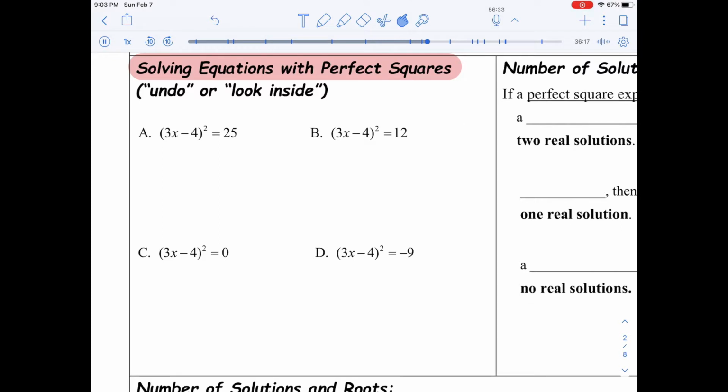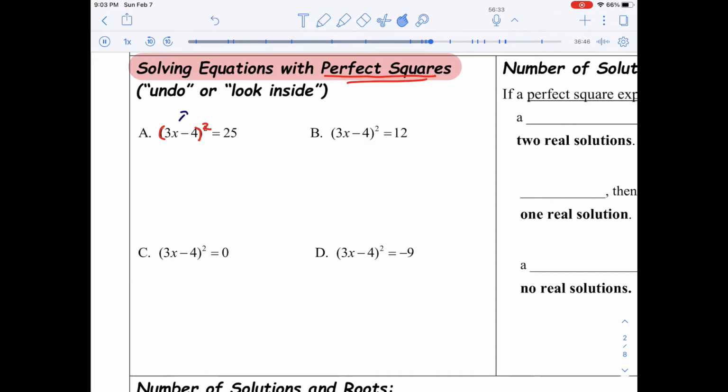First off, when I say equations with perfect squares, what I mean is I have a parentheses squared. And my whole goal is to get rid of that parentheses squared to just end up with a linear equation on the right or left, but in this case, left-hand side. So if I look at part A, 3x minus 4 squared equals 25.